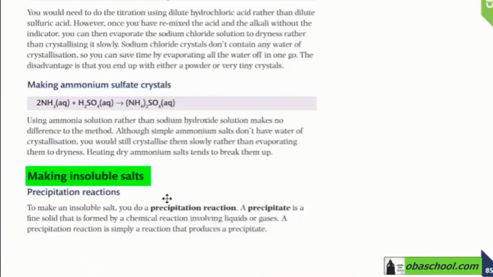Making insoluble salts. Precipitation reactions. To make an insoluble salt, you do a precipitation reaction. Precipitation is to deposit in the form of a solid. So to make an insoluble salt, you should do a precipitation reaction.